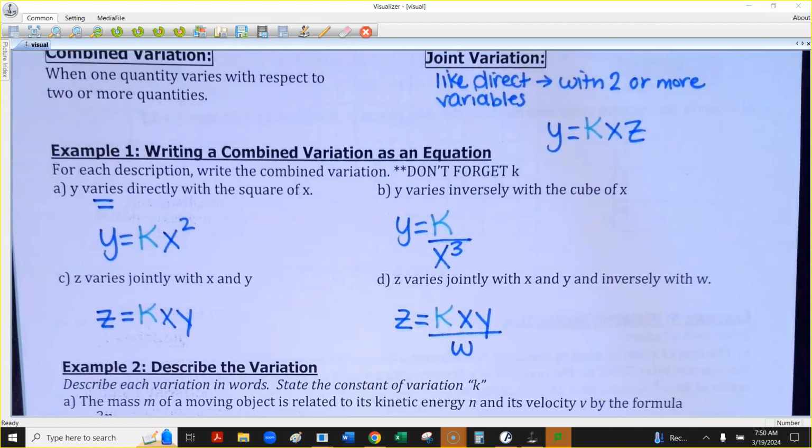Is anybody having a question about how I'm setting up any of these equations at all?